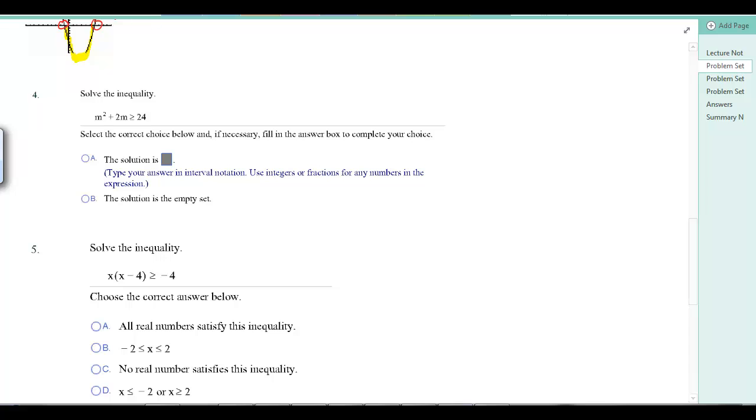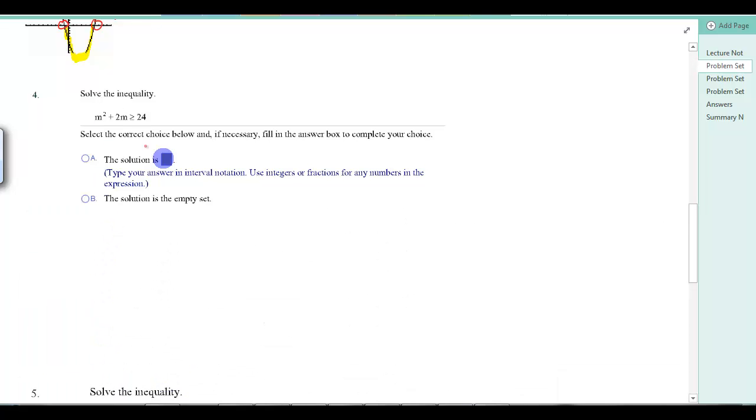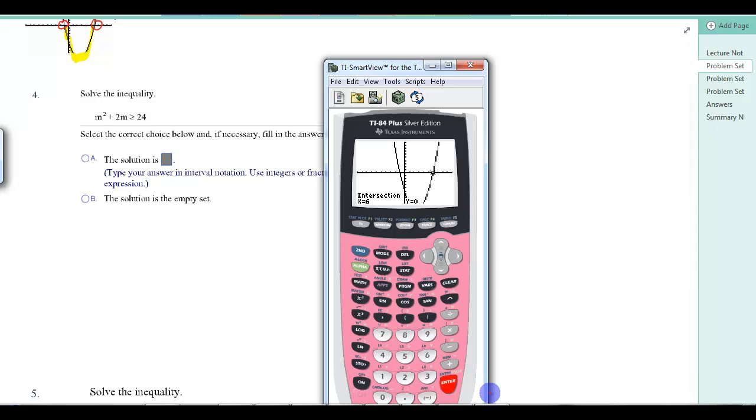All right, same thing for number 4. m squared plus 2m is greater than or equal to 24. So we're going to go here to y equals, and we're going to use x. So we've got x squared plus 2x minus 24, because I had to move that over. Let me get, I think I should have just cleared this. Okay, because I didn't clear that, sorry. x squared plus 2x minus 24. All right.